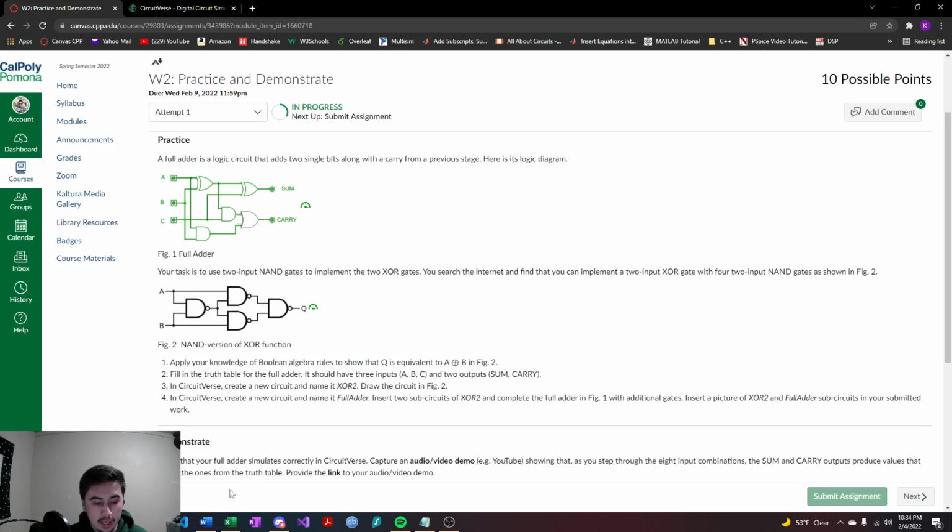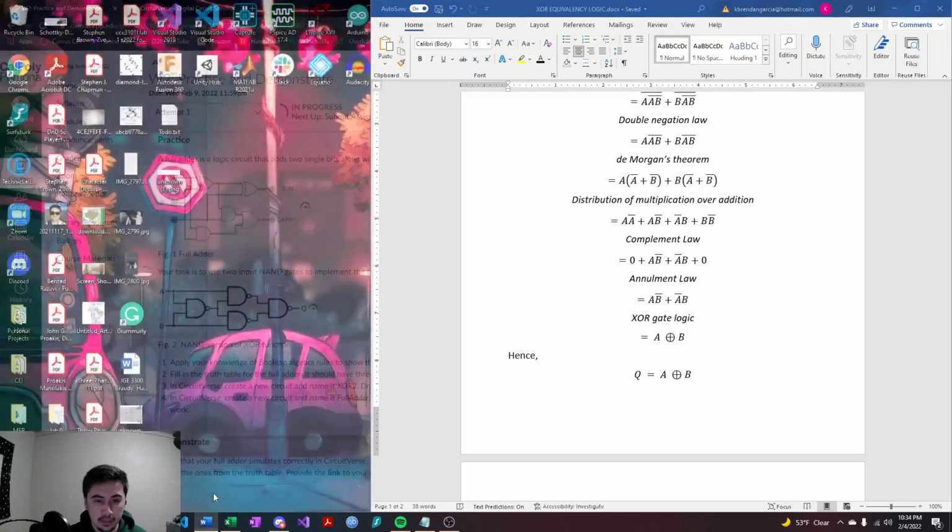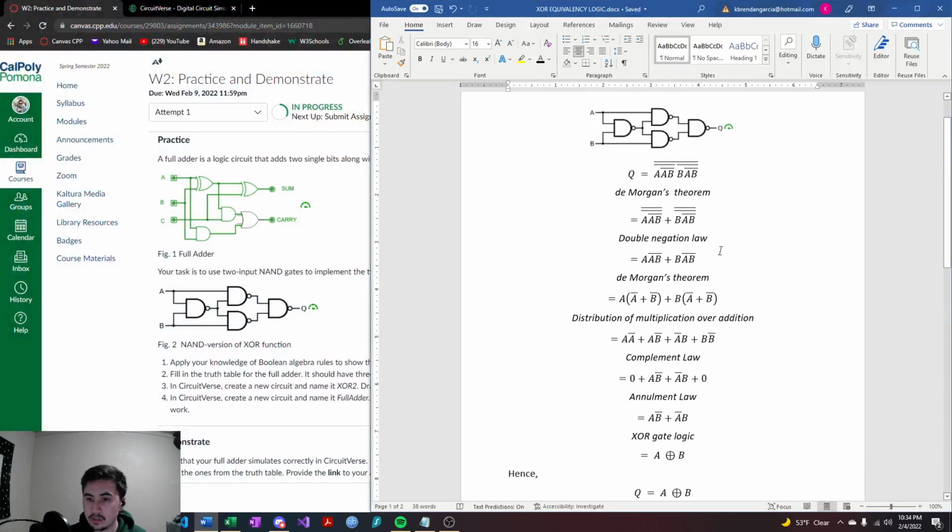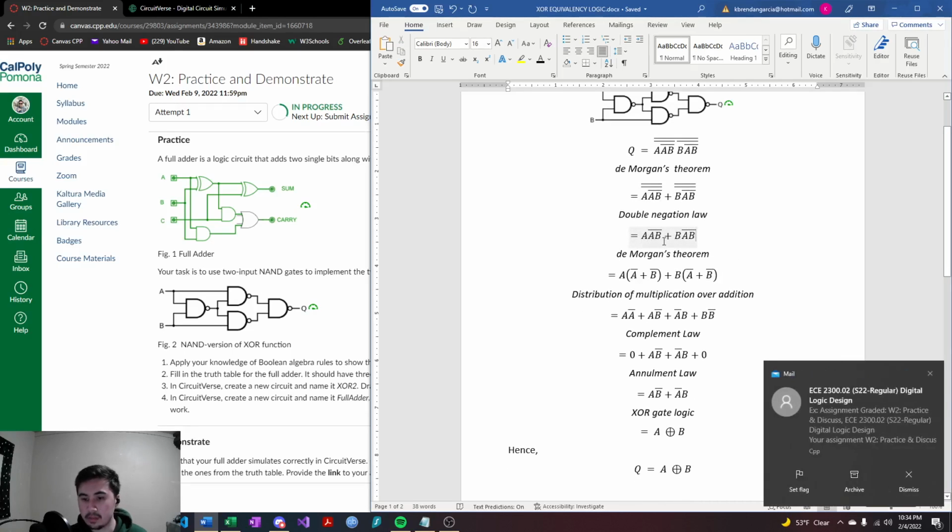So I went ahead and did the expressions in Microsoft Word, and we can see from the circuit above that this is what it's going to look like. We're going to have quite a few NOTs, and we can apply De Morgan's theorem to break this up into an OR and have a NOT on each. Then we can use our double negation law to simplify this further. We're going to get this here, and once again we're going to apply De Morgan's theorem.